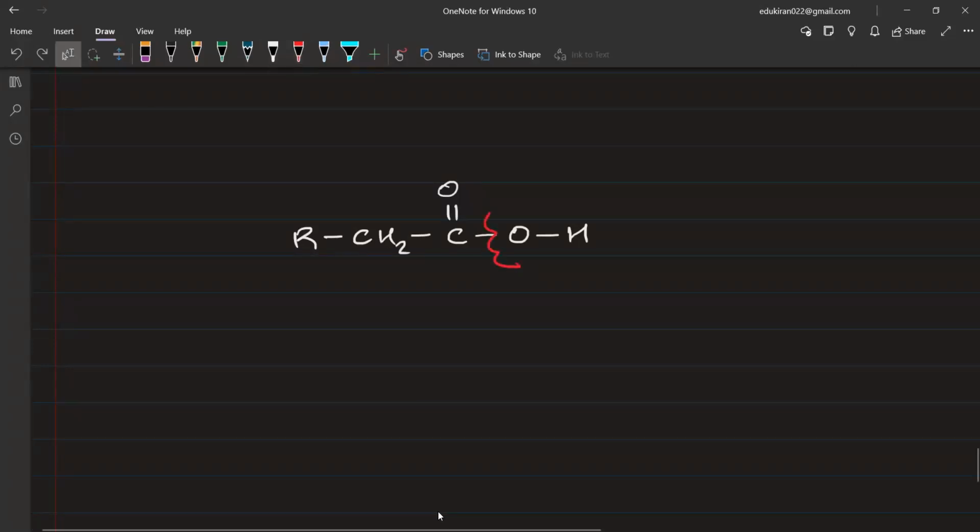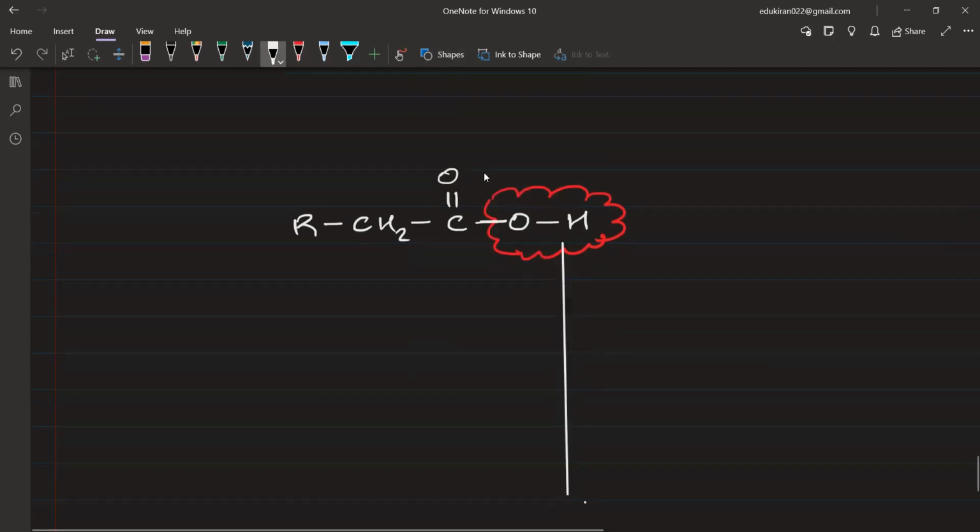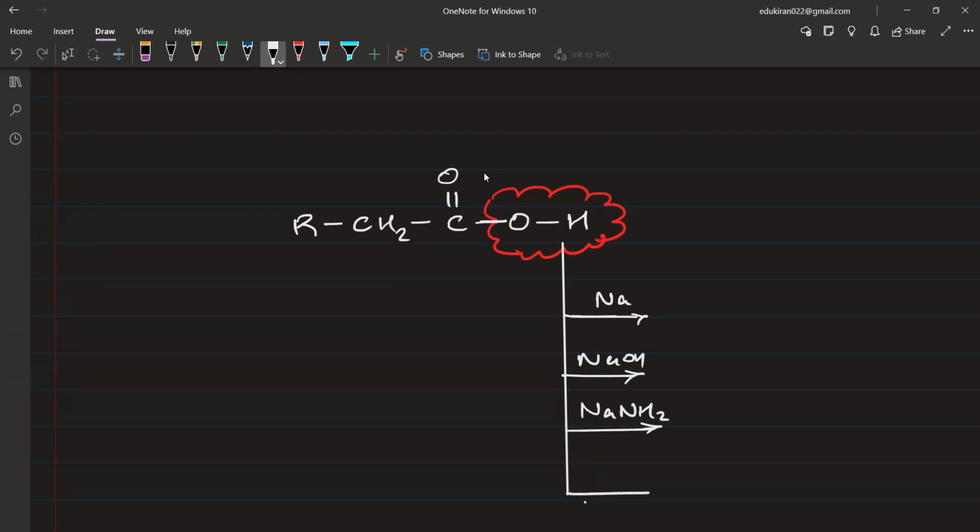If this bond is going to break, ये OH बॉन्ड अगर ब्रेक करेगा तो, okay, so you can have all set of reactions using water. एक आपके पास रिएक्शन हो जाएगा सोडियम के साथ, you can have reaction with sodium, you can have reaction with NaOH. What else? You can have reaction with other bases such as NaNH2. You can also have reaction with ammonia. Ammonia is also base, right?